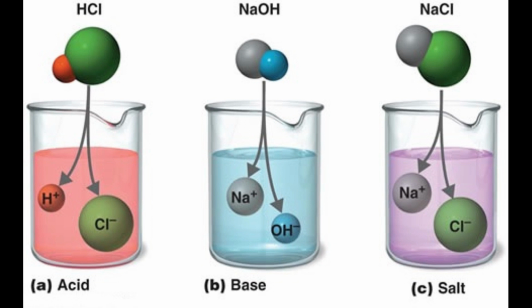Now acid does not have any OH. Instead, it has an H, in this case HCl, because of which H+ ion was produced. Now you know the difference between an acid and a base and how to identify them. So when you drop an acid in water, you get a hydronium ion. And when you drop a base in water, you get an OH- ion.